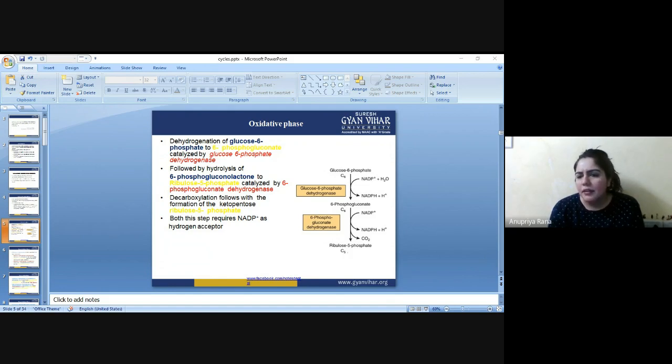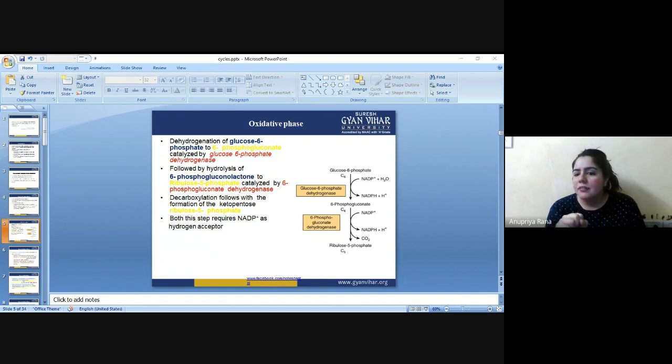You can easily see here that this H is added. So the NADP becomes NADPH because it just adds one hydrogen atom. Simple. Next, followed by hydrolysis of 6 phosphogluconolactone, the final thing we get in this cycle is ribulose 5 phosphate. 6 phosphogluconate is then catalyzed by 6 phosphogluconate dehydrogenase, and that is converted into ribulose 5 phosphate.